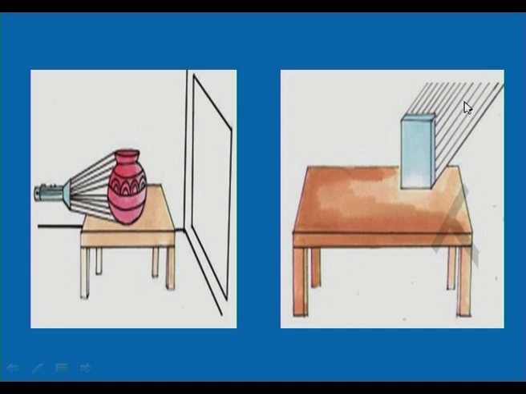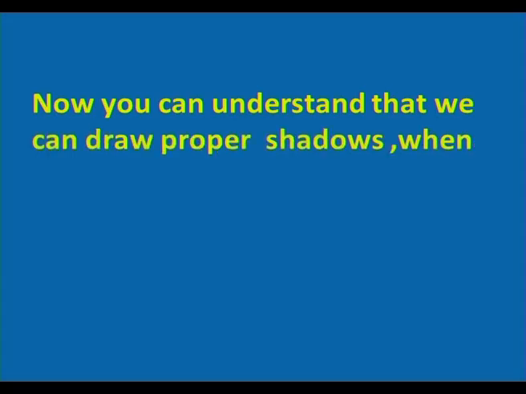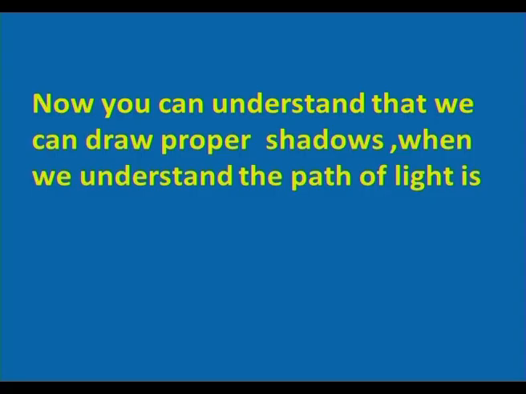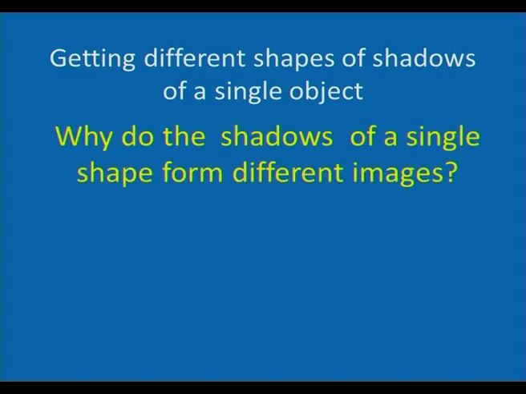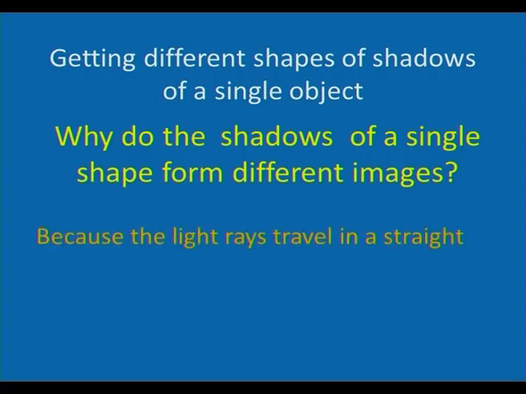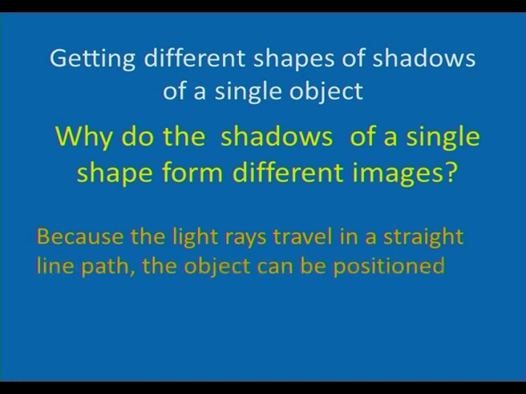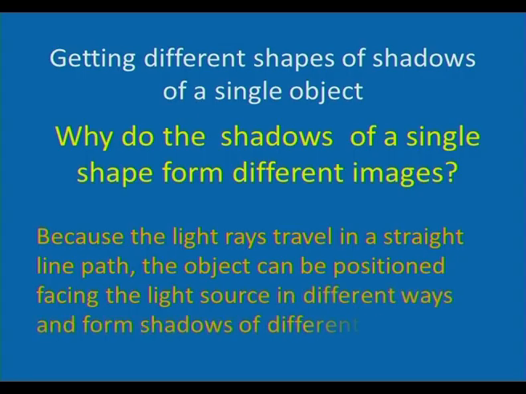Here, the light rays coming from the back of the book are in a straight line. Therefore, the shadow falls in front of the book. Now you can understand that we can draw proper shadows when we understand the path of light is a straight line. Getting different shapes of shadows of a single object. Why do the shadows of a single shape form different images? Because the light rays travel in a straight line path. The object can be positioned facing the light source in different ways and form shadows of different shapes.